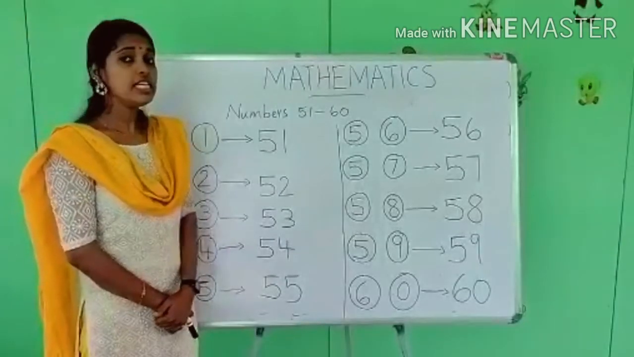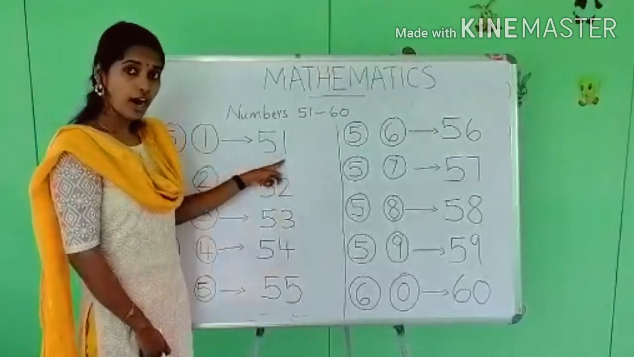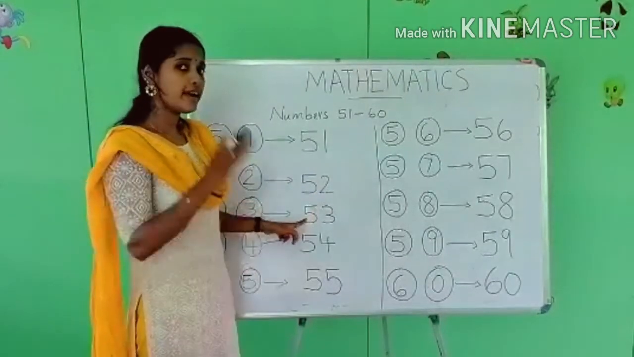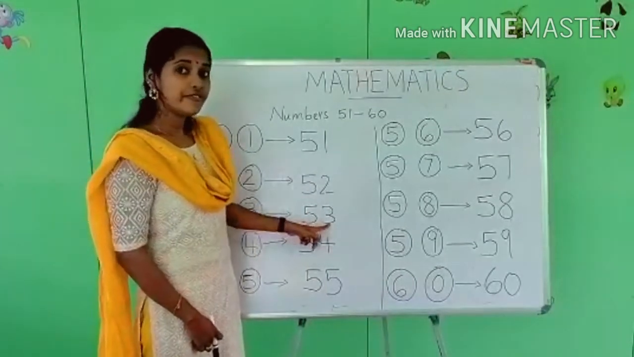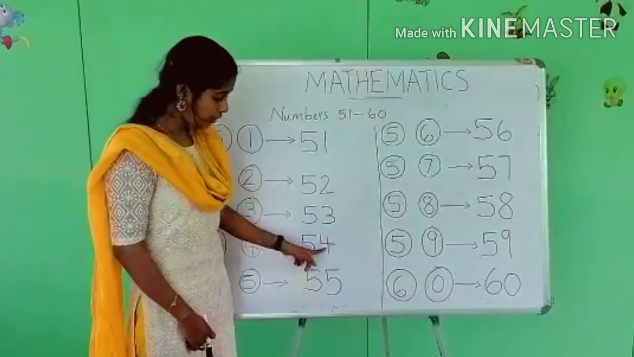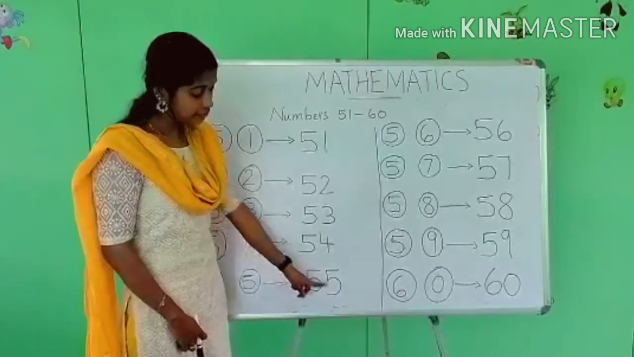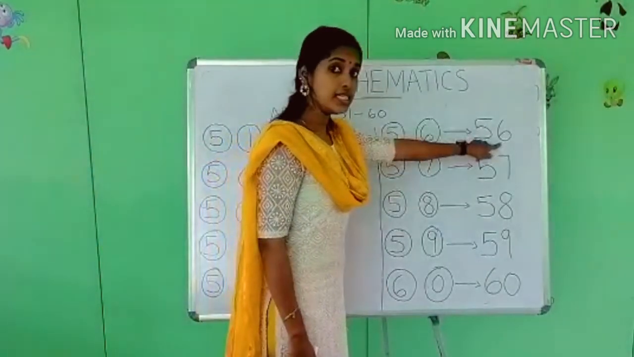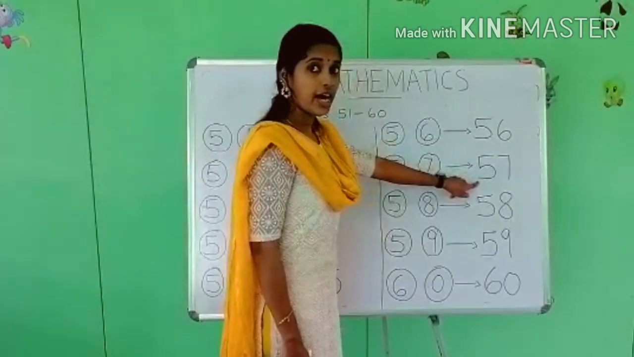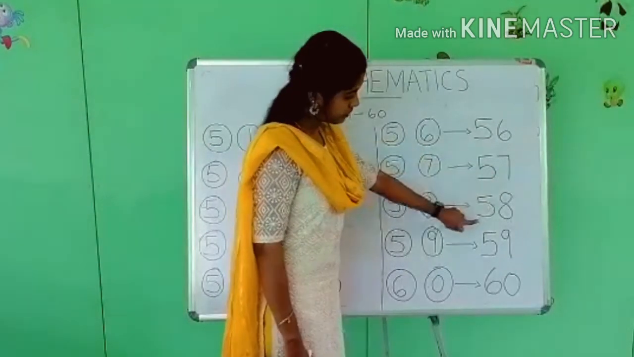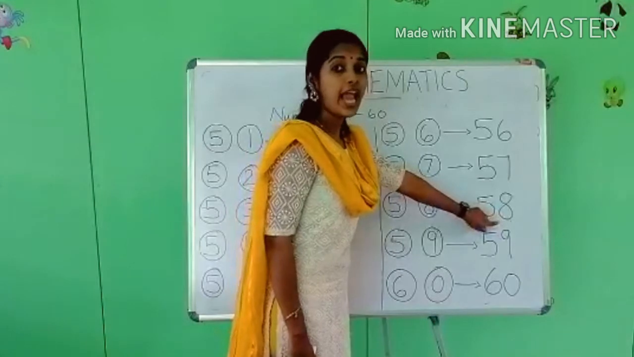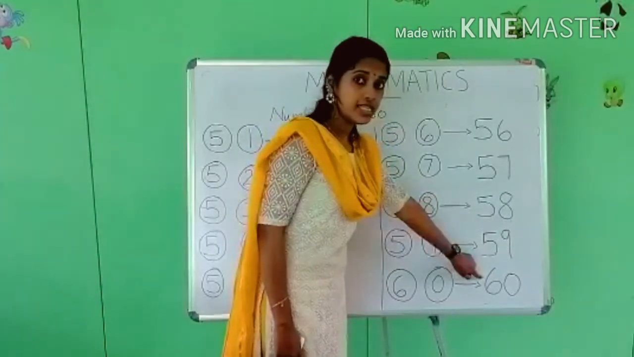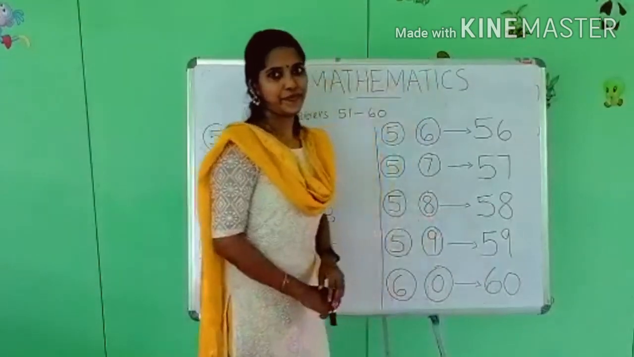6, 0, 60. Shall we say it once again? Yes? Okay. 5, 1, 51. 5, 2, 52. Say it loudly, I can't hear. 5, 3, 53. 5, 8, 58. 5, 9, 59. And next number? 6, 0, 60. Let's say it once again.